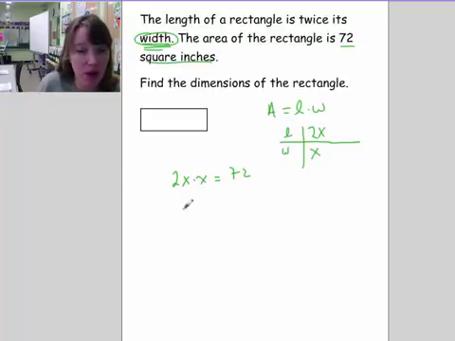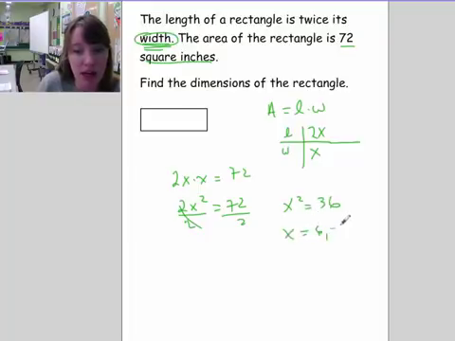So let's go ahead and solve this. 2x squared is equal to 72. Let's divide each side by 2 here. We'd have x squared is equal to 36. Now we know that there's two solutions to this. x is equal to 6 and negative 6.